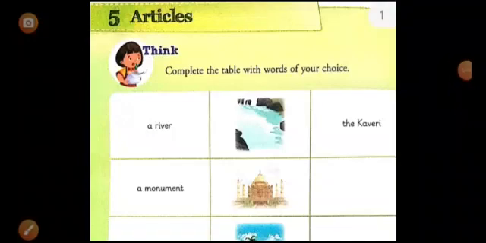Welcome, children, to an interesting session of our English language class. It is an important and an interesting chapter named Articles.